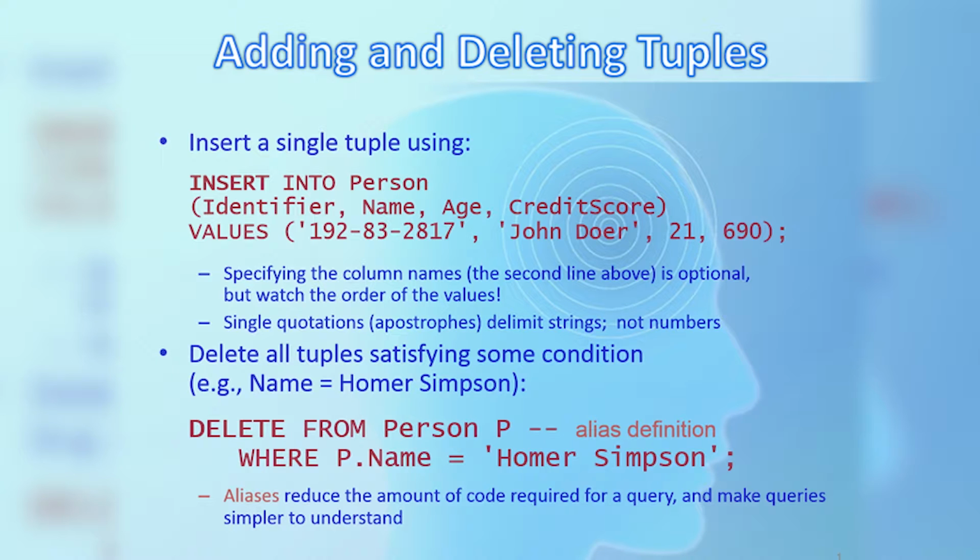Delete all tuples satisfying some condition. In our example, name is equal Homer Simpson. There is our condition. Delete from person P. P is alias definition. Usually, alias is short name of our table, where p.name is equal Homer Simpson.